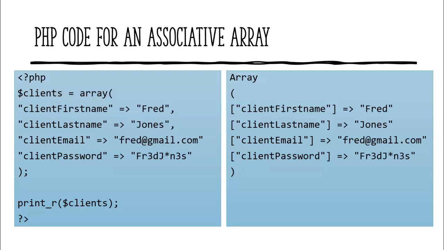This is an example of PHP code for an associative array. You can see that the same variable name, clients, is given to the array, but now each value has for the subscript a name that is unique and identifies it: the client's first name is Fred, the client's last name is Jones, rather than Fred being associated with 0.